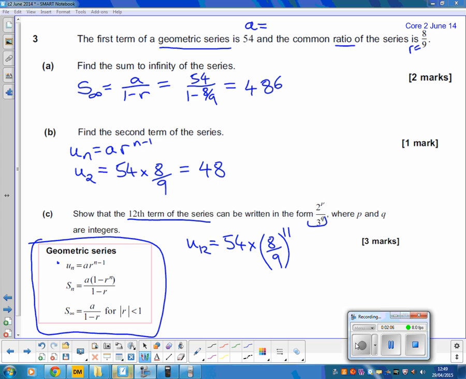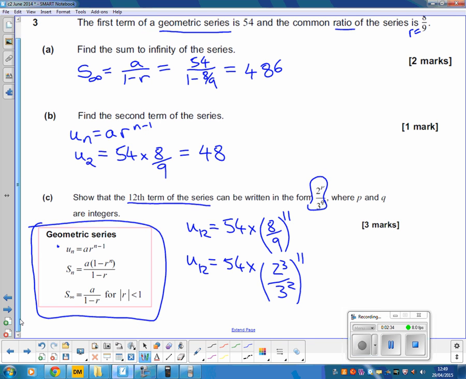Now let's have a look at where we want to go. We want it in the form 2 to the power of something divided by 3 to the power of something. Well, can we write any of this as powers of 2 and 3? Well, 8. What do we know about 8? 8 is the same as 2 cubed. What do we know about 9? 9 is the same as 3 squared. And that's already started us off writing this in the format that they're looking for.